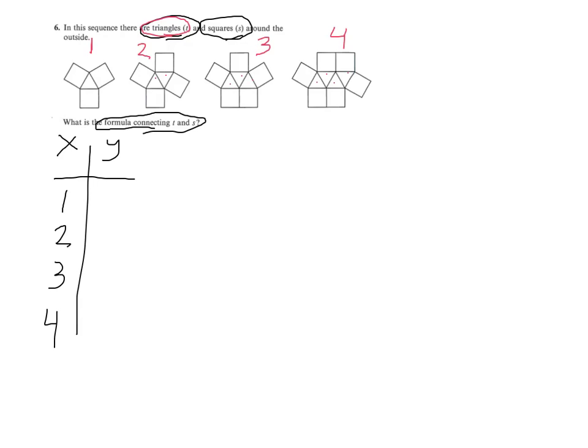Now let's count how many squares there are. 1, 2, 3. Then 1, 2, 3, 4. Then 1, 2, 3, 4, 5. Obviously, you see the pattern. And this one, there's 6. So after we translate that into a table, just know that the letters we're using are t for triangles and s for squares.